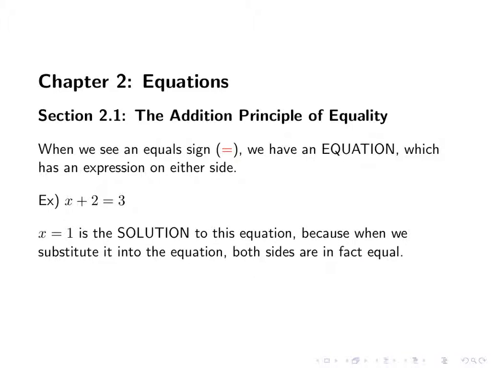X equals 1 is what's called the solution to the equation, because when we substitute it into the equation, both sides are in fact equal. X plus 2 would become 1 plus 2, and 1 plus 2 is in fact 3. So we get 3 equals 3.